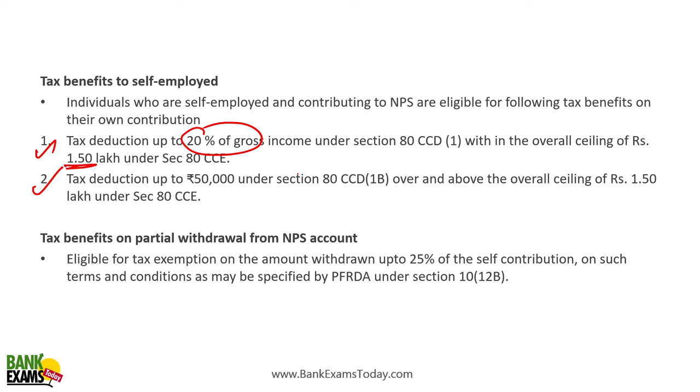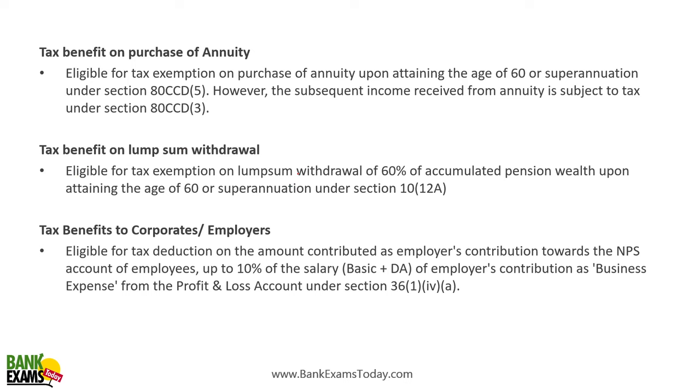Tax benefit on partial withdrawal from NPS: eligible for exemption on the amount withdrawn up to 25% of self contribution, right? On partial withdrawal pe bhi benefit milta hai. Tax benefit on purchase of annuity: if an annuity is purchased on attaining the age of 60, you get the tax benefit under section 80CCD, right? Tax benefit on lump sum withdrawal: eligible for tax exemption on lump sum withdrawals of 60% of accumulated pension wealth upon the age of 60.